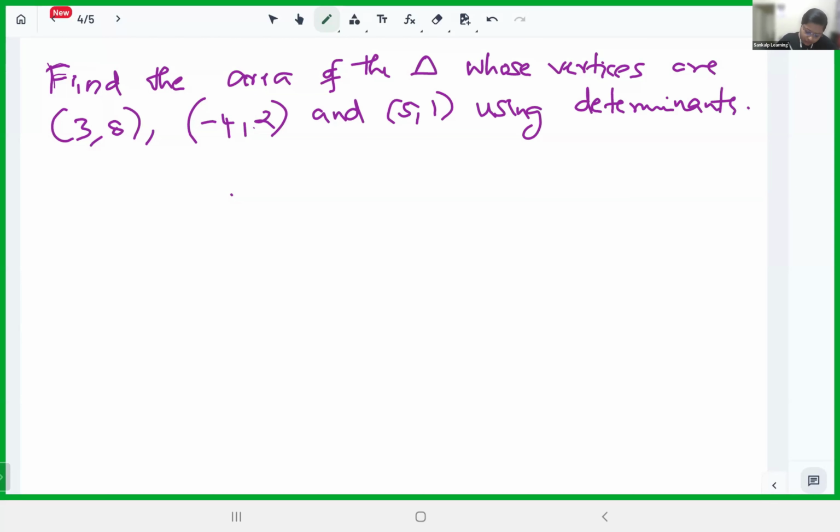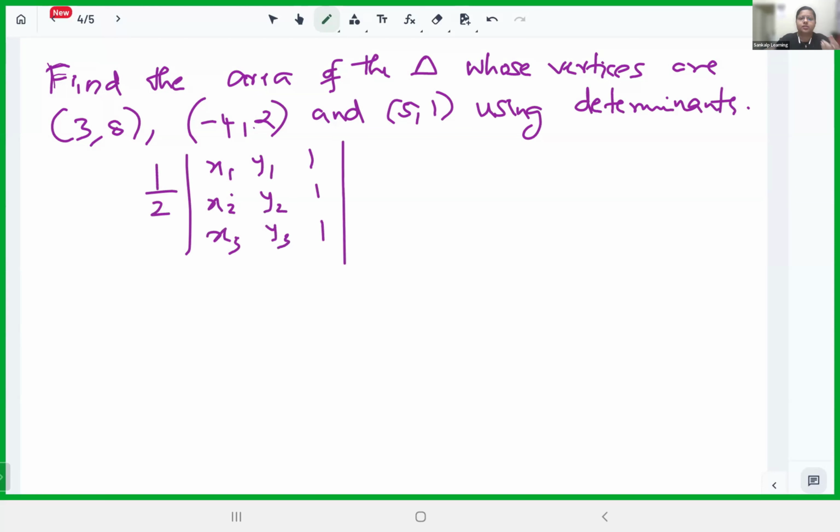We know how to find out the area of a triangle using determinant, right? So what is the formula? Half of the determinant with rows x1, y1, 1; x2, y2, 1; x3, y3, 1, right? And what is this x1, y1, x2, y2, etc.? These are all vertices of the triangle, right? So this is how you find out the area of a triangle.